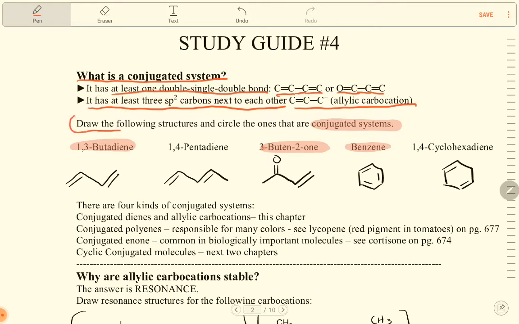Now draw the following structures and circle the ones that are conjugated systems. Which one is conjugated? Remember, it's alternating. So there is a double bond, single bond, double bond. So that is conjugated. This is not conjugated because the double bonds are here and here. When you look at 3-buten-1-one, so double bond, single bond, double bond.